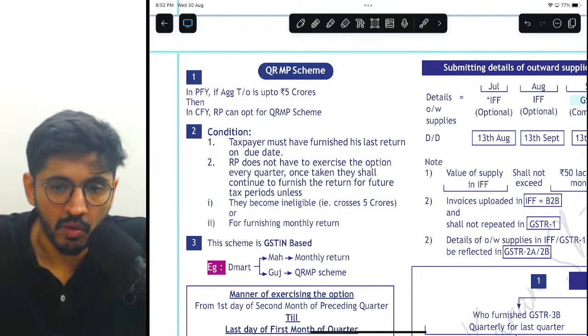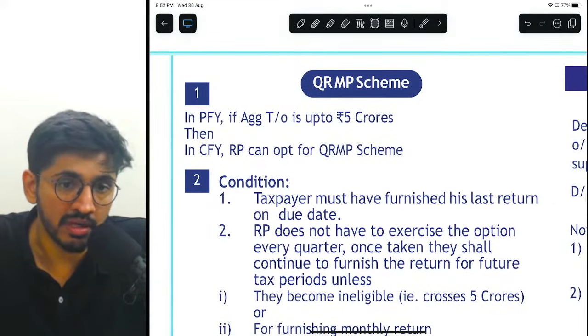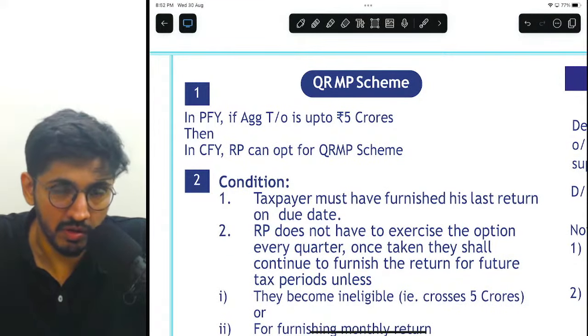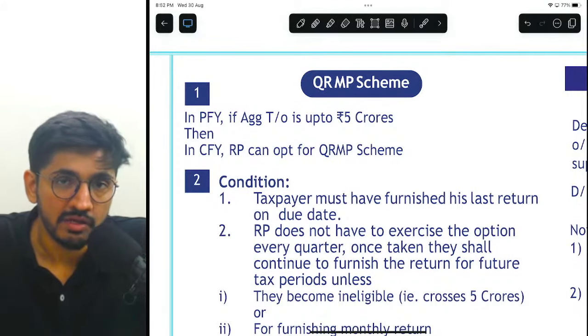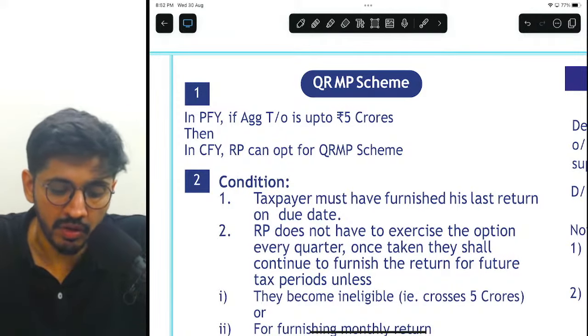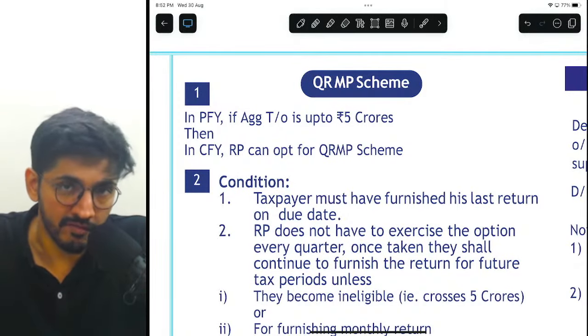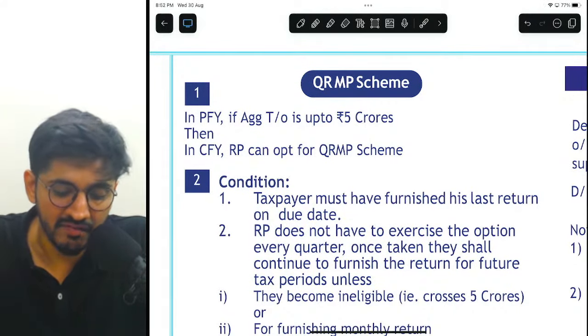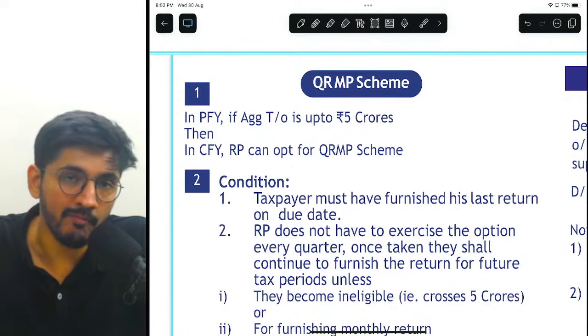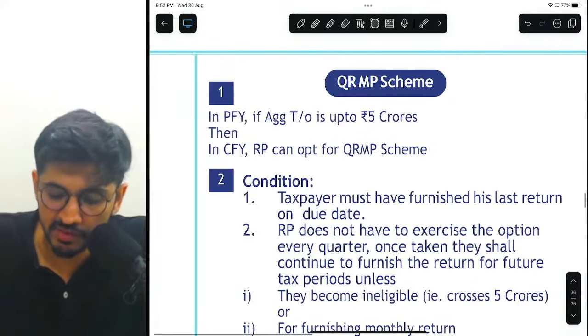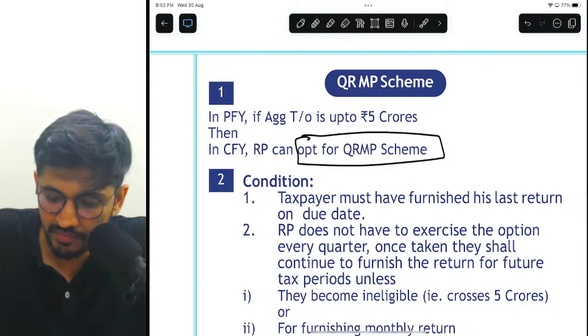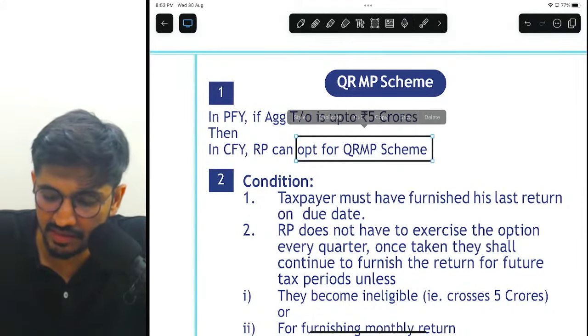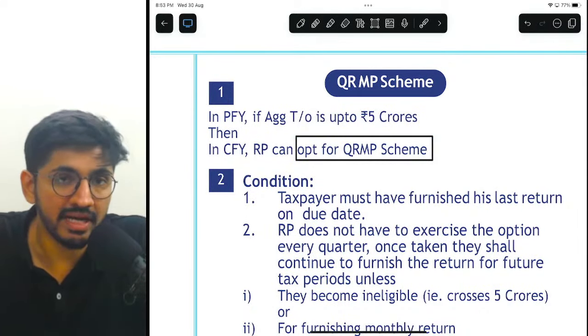Perfect. Now, understand, Purvi, understand, Smith. In the preceding financial year, if the aggregate turnover is up to 5 crores, so if this is the year 23-24 and the previous year, let's say 22-23, the aggregate turnover was up to 5 crores. In that case, in the current financial year, the registered person can opt for the QRMP scheme. Is that very clear, my dear friends?